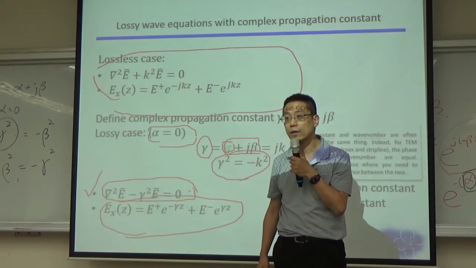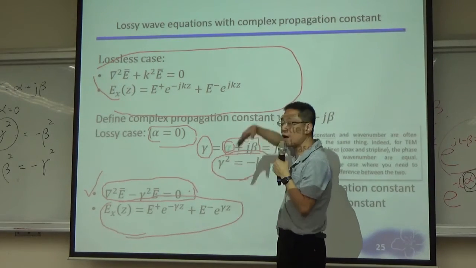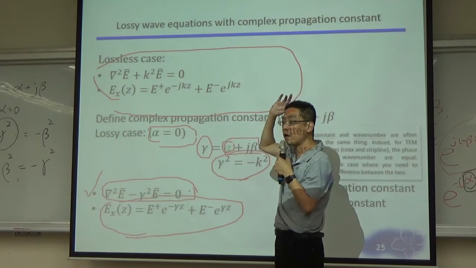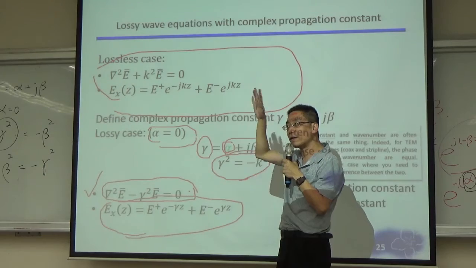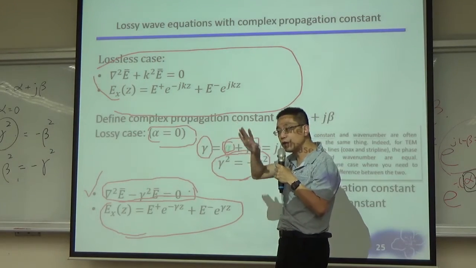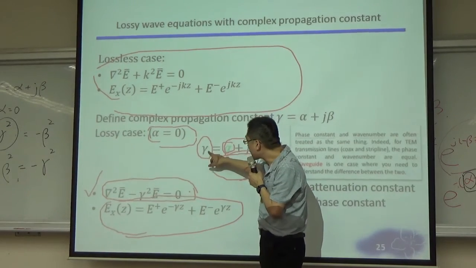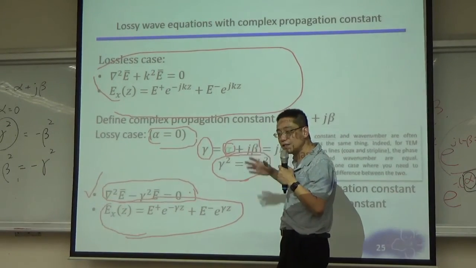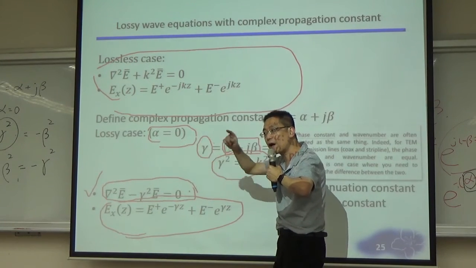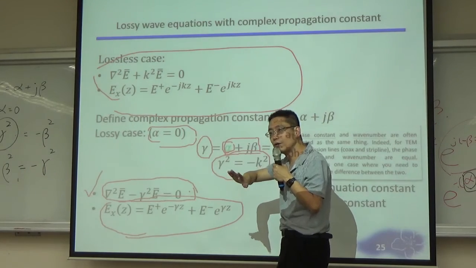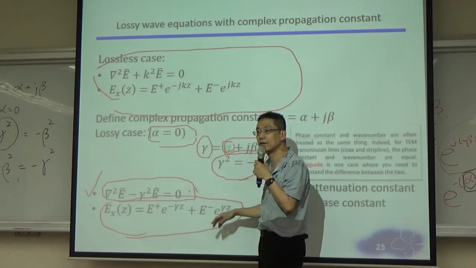Alpha equals 1, isn't that the case with no loss? Yes, yes. If that is lossless, this equation will become the lossless case. Maybe I have some mistake. I said alpha and gamma. Alpha is 0. If alpha is 0, gamma equals j beta, and this is the old case, the lossless case. If alpha is not 0, you will consider the attenuation and you will put everything here.